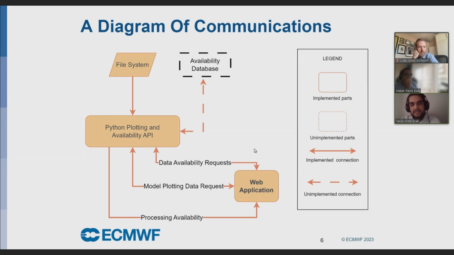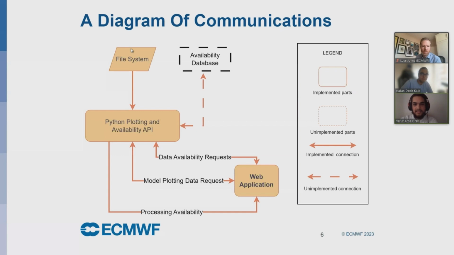Also, we basically have a file system where all the NetCDF files are. The Python plotting and availability API then parses them and gets the available data. Also, we have a script that writes those into an availability database, but here it's shown as unimplemented because we initially planned to make a separate SQL database, but it is currently in its entirety in Python. That is a thing to improve.